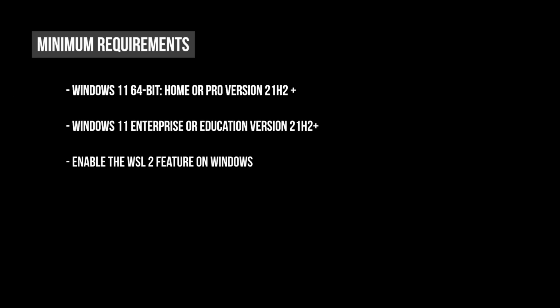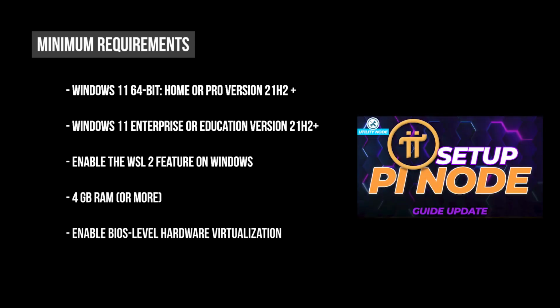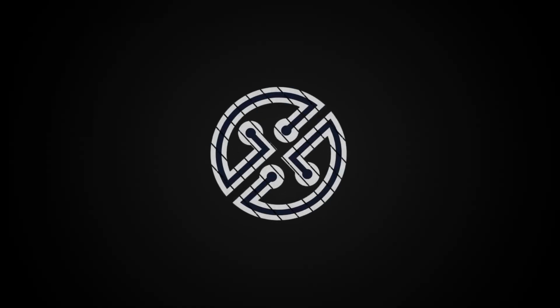You'll need a 64-bit version of Windows 11 Home or Pro, Enterprise or Education version 21H or higher. WSL2 feature needs to be enabled on Windows. You need 4 gigs of RAM. And the BIOS level virtualization support must be enabled. If you're looking to install this on a Windows 10 PC, you can check out this video and I'll walk you through those steps. With all that out of the way, let's go ahead and install it.